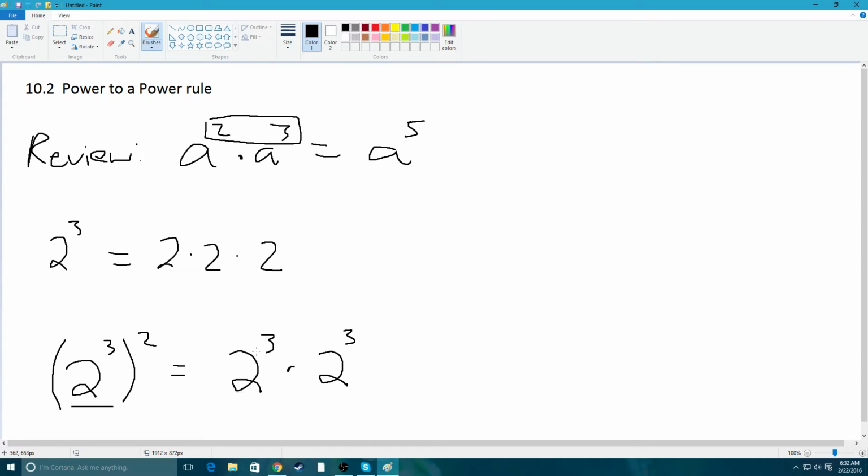The 2 to the third is the number inside our parentheses, and this exponent of 2 means we multiply it together twice. So since they have the same base, this is why that last lesson was so important. We add the exponents and we get 2 to the sixth. And this is true for anything inside parentheses with the exponent on the outside.